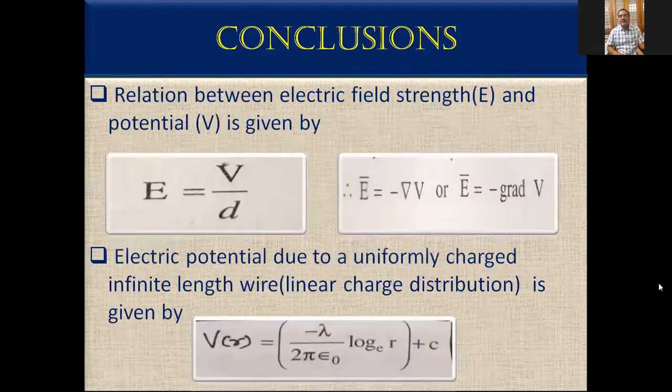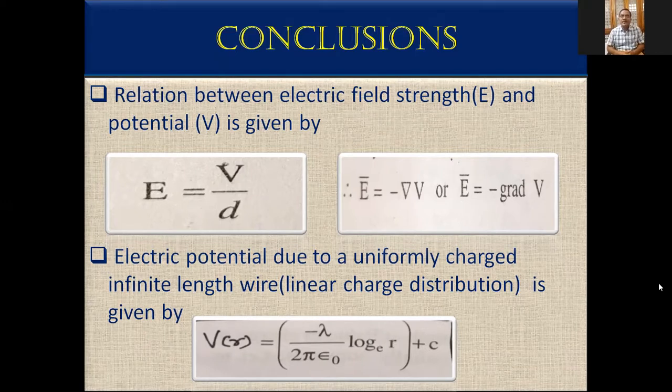So after that, we discussed the relation between the field strength and potential difference. We derived the expression E equal to V by d, and also we have shown that the electric field strength is equal to the negative gradient of potential. After that, we have seen the applications of potential in two cases.